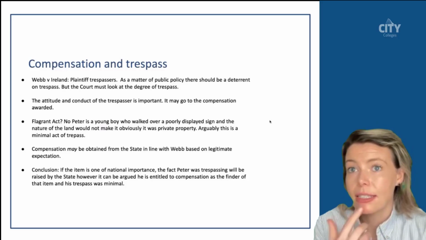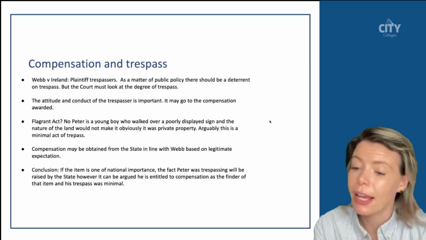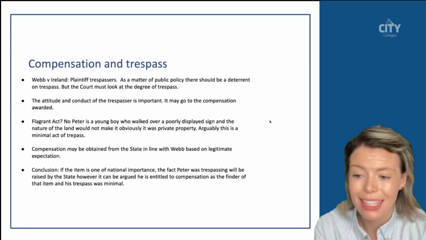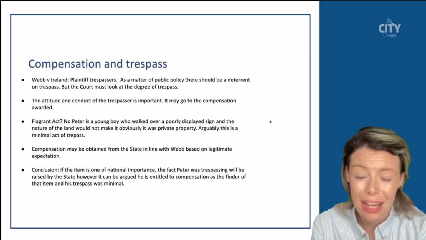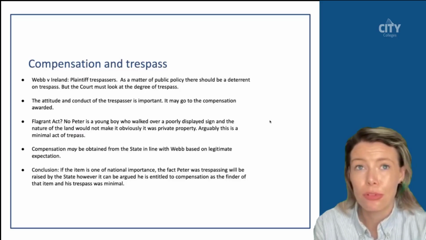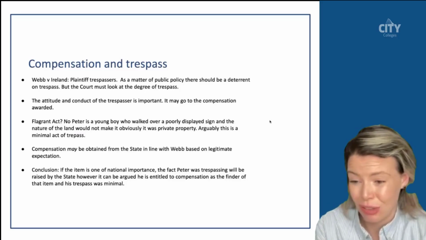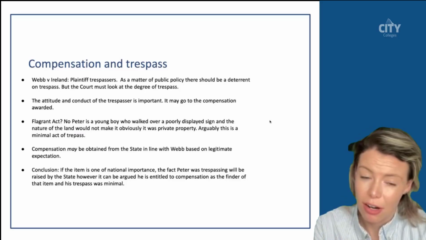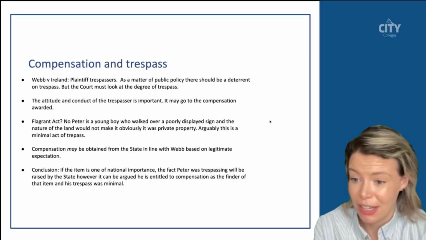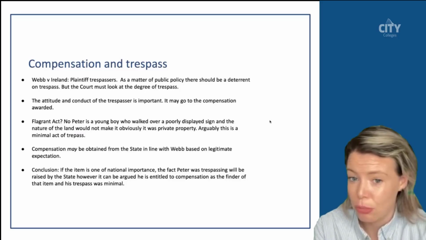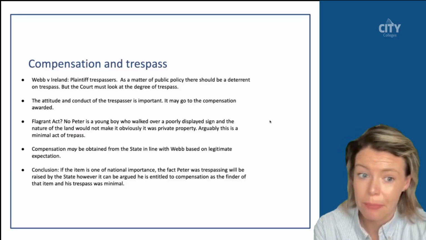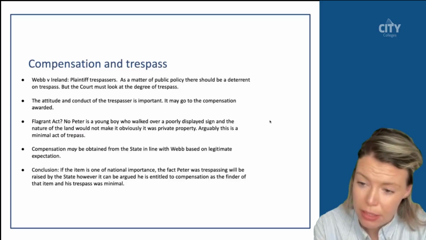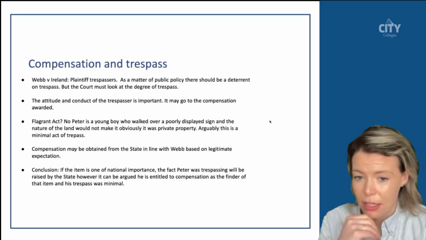Now, in this case, Simon is a young boy, and that's why I asked you to focus on that. He's a young boy. He lives on the neighbouring land. He's out walking his dog. There's a no trespass sign up, but it's fallen to the ground. It's very hard to argue that this is a flagrant act of trespass. He's a young boy who walked over a poorly displayed sign, and it's a very minimal act of trespass. I think you're safe enough to say that.